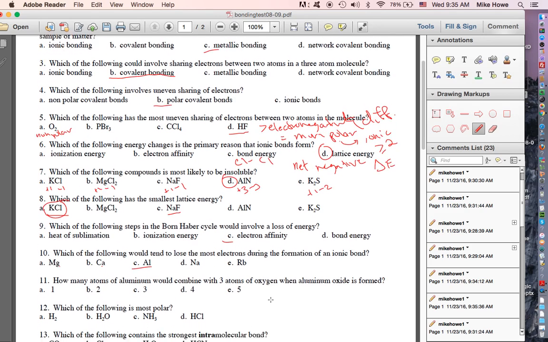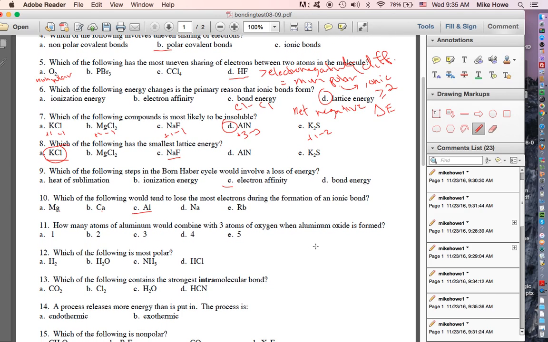Okay, how many atoms of aluminum would combine with 3 atoms of oxygen when aluminum oxide is formed? Here's an oxygen, here's an oxygen, here's an oxygen. Each oxygen is -2. So what's our total negative charge? Oh, it'll be 6. So aluminum is +3. How many aluminum atoms will it take to match that, or excuse me, match the -6? It takes 2 of them. So the answer is 2.